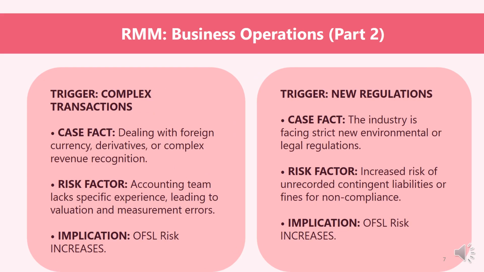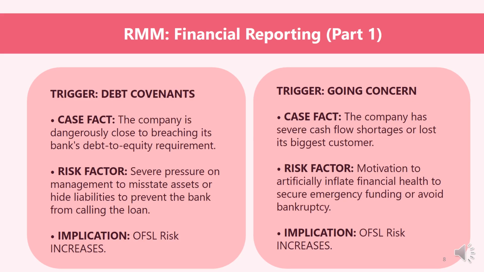What if the company enters into complex or unusual transactions like derivatives or foreign currency? The accounting team likely lacks the specific experience here, leading to valuation errors. Risks increase. Lastly, for operations, watch for new strict industry regulations. This increases the risk of unrecorded contingent liabilities or fines for non-compliance. Risks increase. Our final category of risks involves financial reporting.